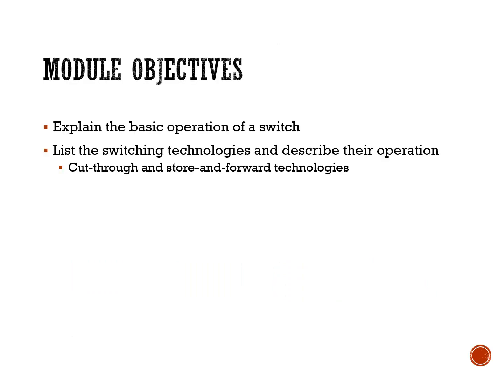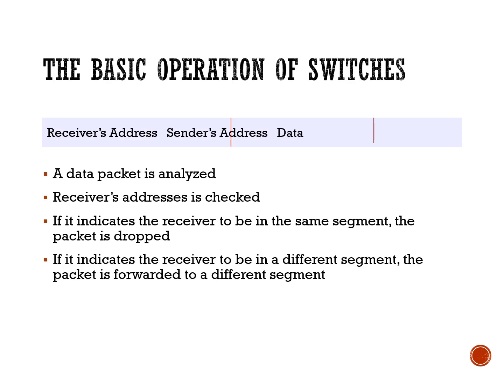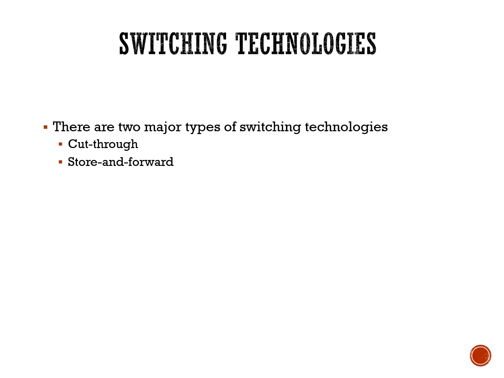Next, we are going to discuss cut through and store and forward technologies. What is the basic mode of operation of a switch? A switch operates using a receiver's address, sender's address, and then followed by the data. A data packet is analyzed, its receiver address is checked. If it is in the same segment, the packet is dropped. And if it is on a different segment, the packet is forwarded to a different segment. The two switching technologies we are talking about are cut through and store and forward.